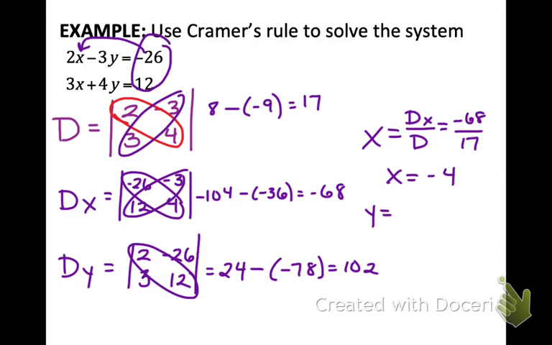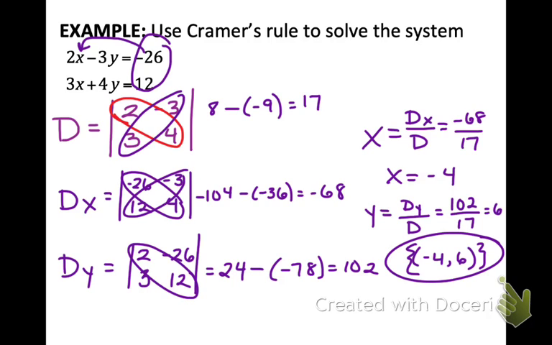And my y is my determinant with respect to y divided by the coefficient determinant, which would be 102 divided by 17. I don't know what that is. 6. So my ordered pair would be -4, 6. Make it fancy. Cramer's rule. Okay. All right, let's do another 2 by 2 before we throw the 3 by 3s at you.